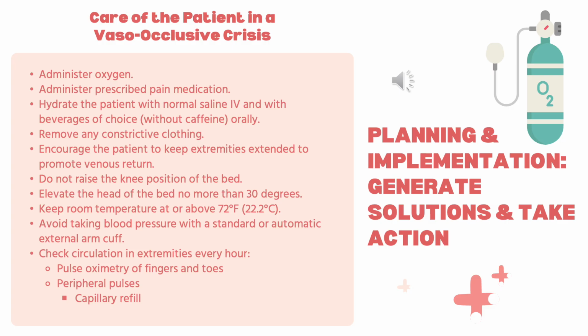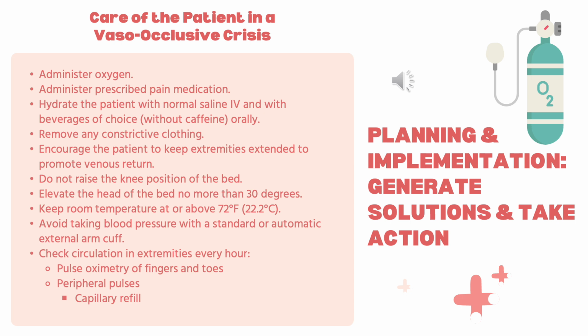All right, so whenever we're managing a sickle cell or vaso-occlusive crisis in a patient with sickle cell disease, the primary focus is on relieving pain, improving oxygenation, and promoting circulation so that we can minimize any complications. So let's break down some of these key interventions. So first is administer oxygen. This helps to enhance oxygen delivery to tissues and reduce hypoxia, which contributes, again, to that sickling of the red blood cells. So if we can give oxygen, hopefully we can reduce the sickling.